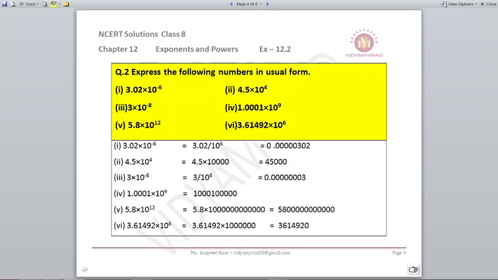5.8 into 10 raised to power 12. So 5.8 means one place is already there. I have to move 12 times. So 1 is already there. How many zeros will I put? 11 zeros. Next, 3.61492 into 10 raised to power 6. So on my right side there should be 6 places. And how many places do we already have? 6, 1, 4, 9, 2. 5 places are already there. Only one is missing. For that I will put 0.